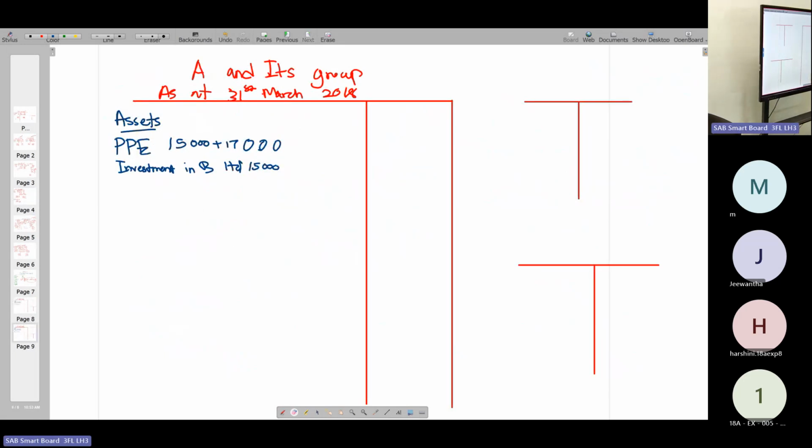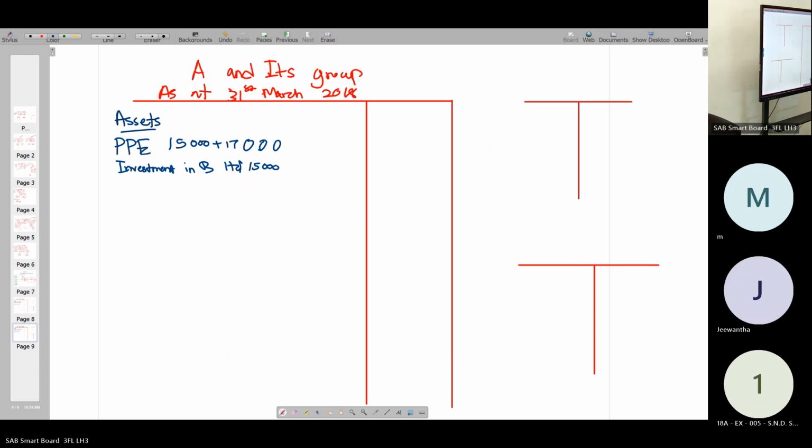Keep space for goodwill. There is space for goodwill, as well as for unrecognized assets if there are any. You must have space to write it. In your book you should write that, but we don't have enough space here, therefore we are not writing it. But we kept one or two lines.